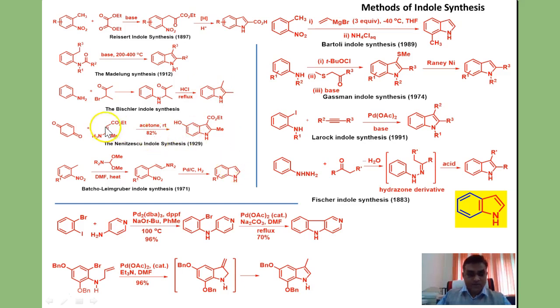The Nenitzescu synthesis is particularly useful for the synthesis of 5-hydroxyindole, which is very abundant in natural products. It involves a condensation of benzoquinone with an enamine to form 5-hydroxyindole. So these five methodologies we have discussed in the previous class. Now in this particular lecture we are going to discuss the Bartoli indole synthesis, Gassman indole synthesis and Larock indole synthesis.